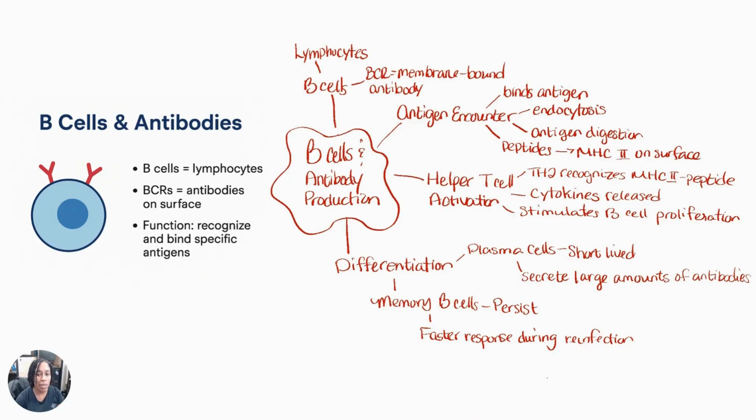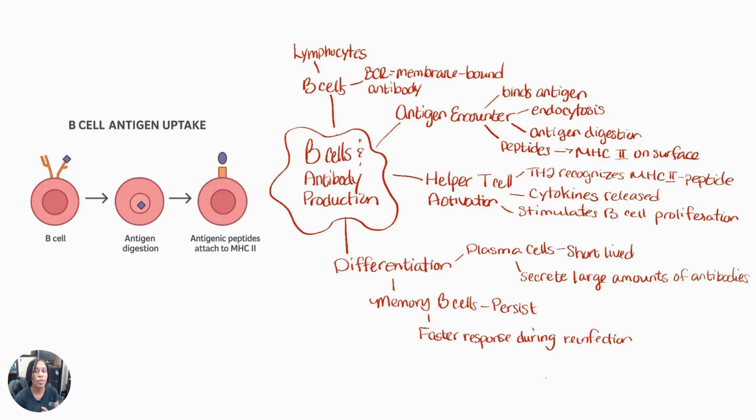So once a B cell binds an antigen, the real work begins. After binding an antigen, the B cell internalizes it through endocytosis. Going to our micro mind map, number two, antigen encounter, we see branched from that is endocytosis. So that's very important. It breaks it down and then displays the antigenic peptide on the MHC class 2 molecule. And you see that in our micro mind map.